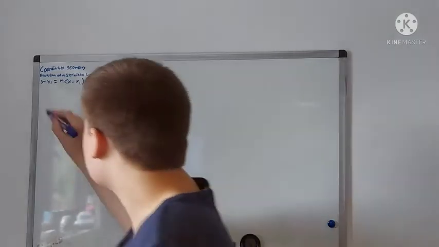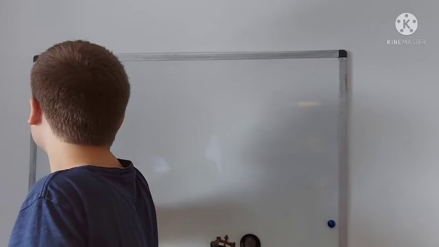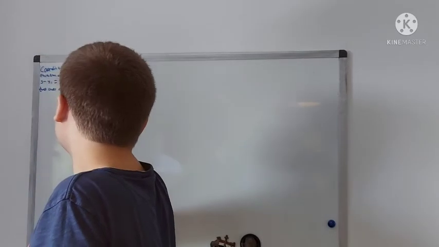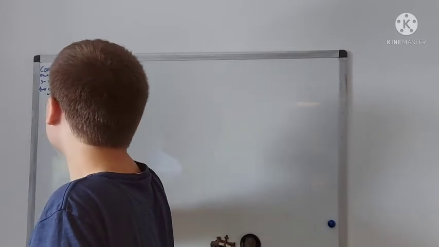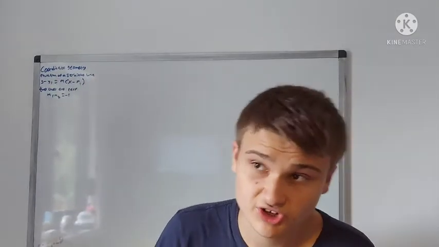Now the other one is when two lines are perpendicular, so they meet at 90 degrees. Two lines are perpendicular when their gradients multiply to make minus 1. Really useful to know that.